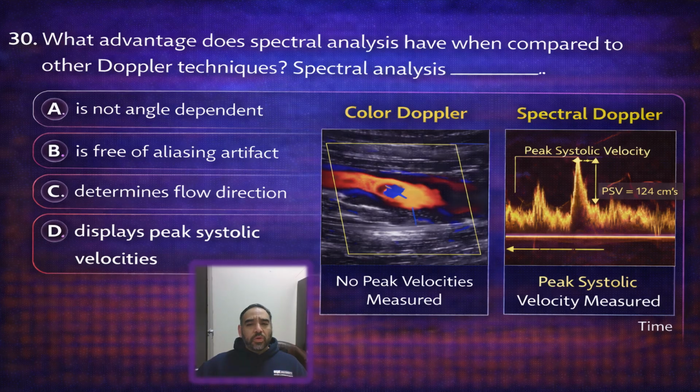C says determines flow direction. Color Doppler also determines flow direction, so this is not a unique advantage. Spectral Doppler shows direction above and below baseline, if you remember that, but it's not the distinguishing feature. So what it does best: color Doppler shows direction and general flow pattern. Power Doppler shows presence of flow, so it's sensitive to low flow. Spectral Doppler displays measurable velocities, PSV and EDV. And so if the question asks for an advantage, measurement of peak systolic velocity is the key in this case. And that is the last question.